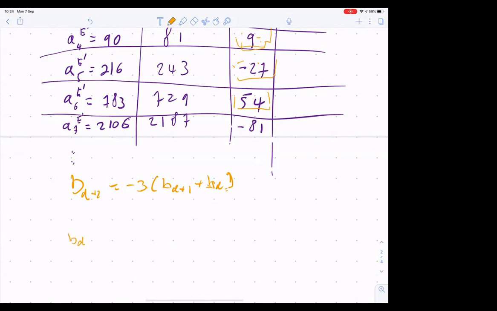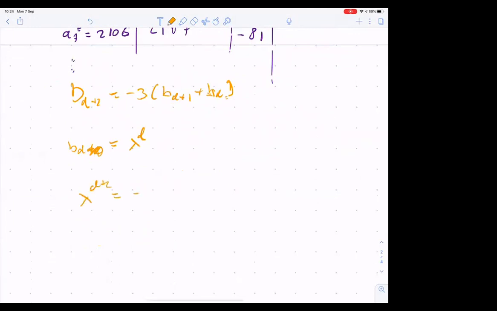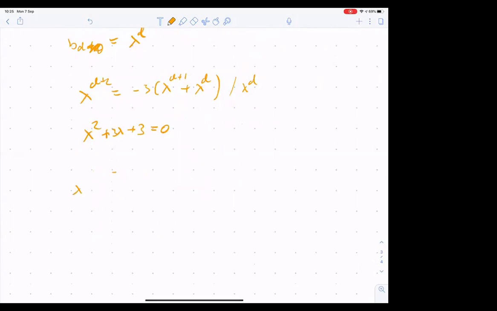You're saying, well, let's assume that b_d equals lambda to the d, and then you substitute, so you get lambda to the d plus 2 equals minus 3 lambda to the d plus 1 plus lambda to the d. You divide by lambda to the d, and you get that lambda squared plus 3 lambda plus 3 equals 0. And then you solve this, so this is minus 3 plus minus square root of 9 minus 12, divided by 2, right? So you get lambda 1 and 2.